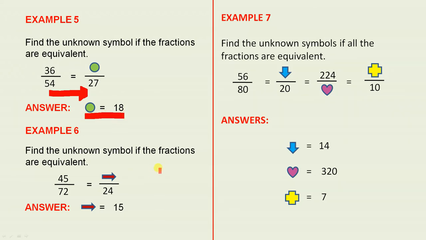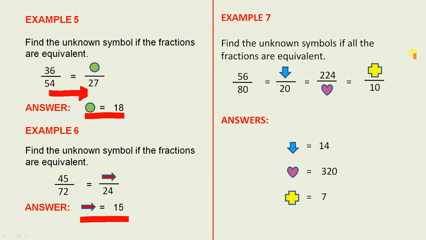Example 6. Find the unknown symbol if the fractions are equivalent. 45 over 72 equals the arrow over 24. From here to here, 72 has been divided by 3 to give you 24. So 45 divided by 3 gives you 15. So the arrow is 15.